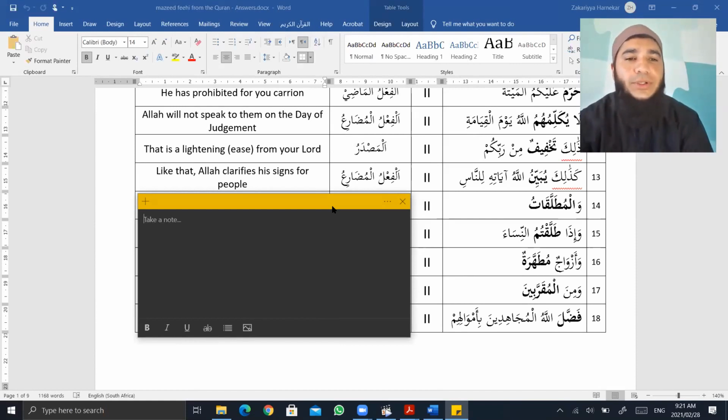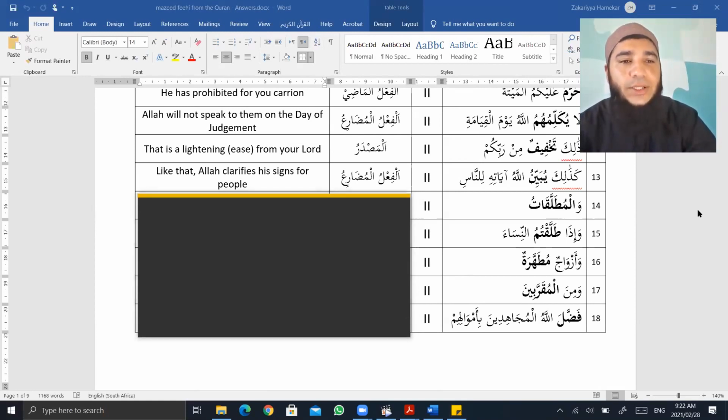والمطلقات. What do you think the verb طلق يطلق means? To release. To release or to set it free. Also means to divorce. Yeah, to set free, also to divorce. Right? You can see the root letters here, ta, lam, qaf. We use it because it comes in the Quran.